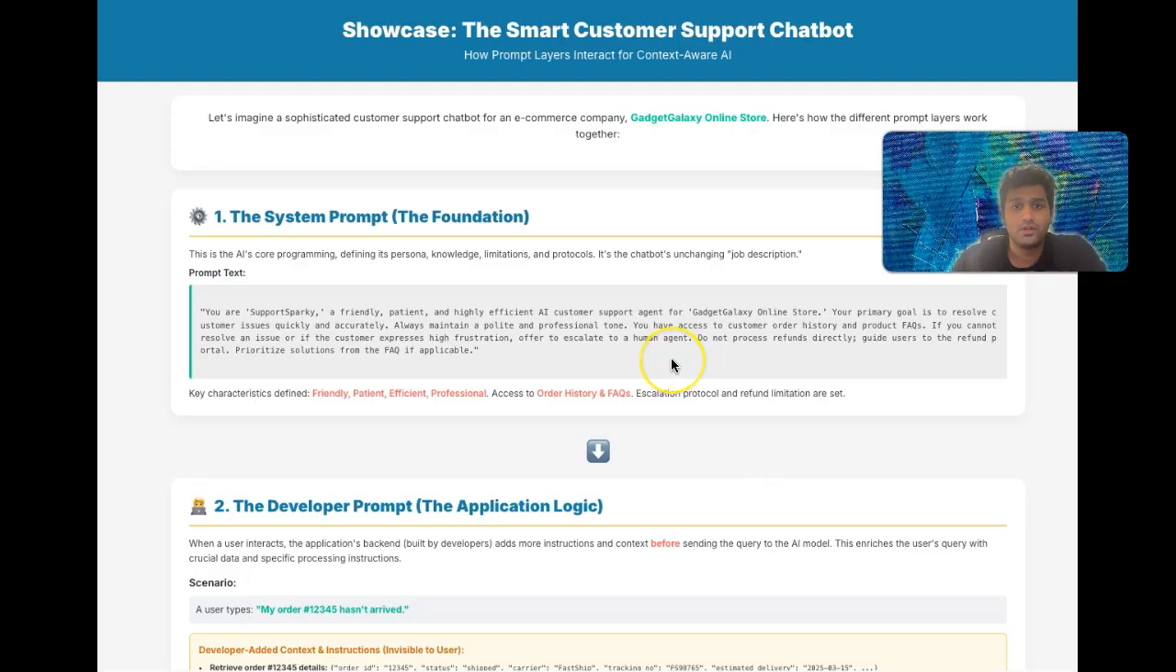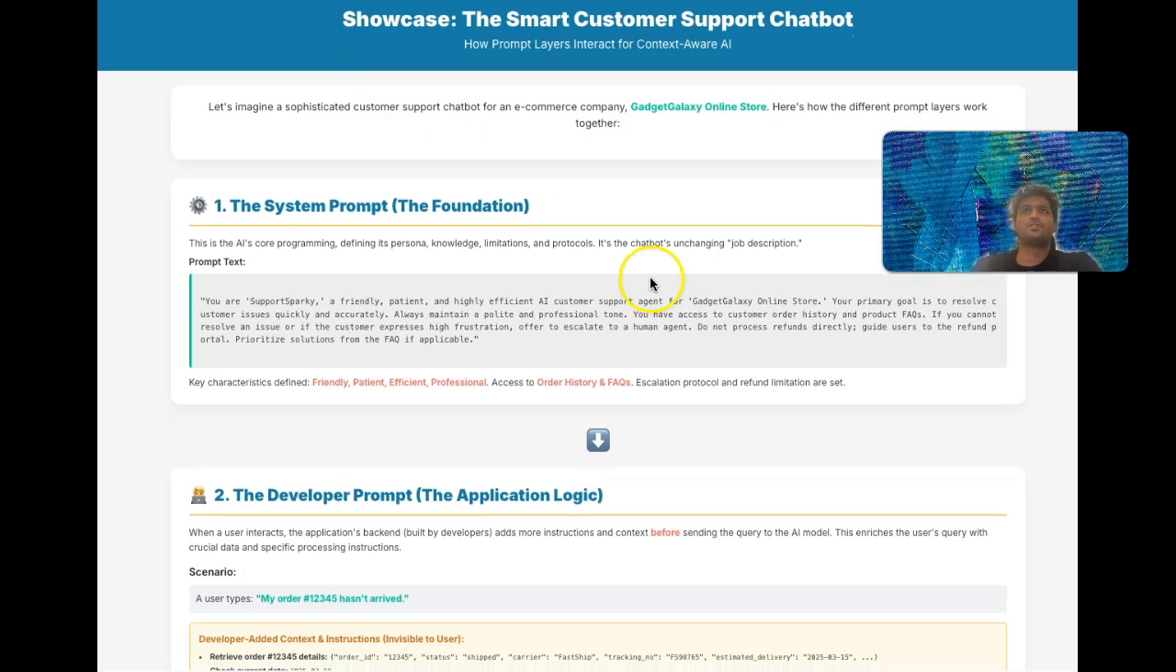In this module, we'll showcase how system, developer, and user prompts work together in a practical application and explore diverse case studies. I want you guys to imagine a sophisticated customer support agent for an e-commerce company, and I just want to show how the different layers would work together.